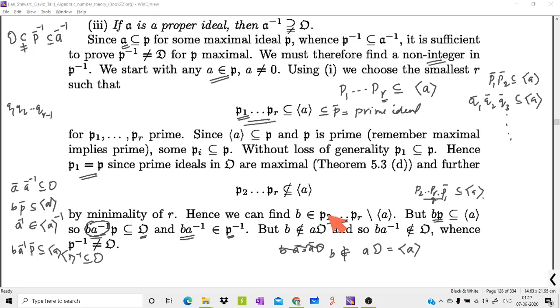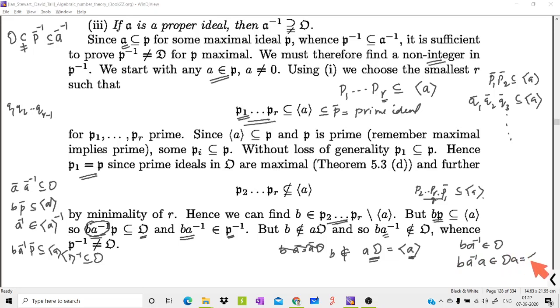Okay, and intersection with this P to PR. So we can say that B is not an element of this member. That means B is not an element of this. So we have B A inverse is not an element of O. Whenever B A inverse, this is an element A, A inverse is an element of O. What happened here? This B A inverse A will be an element of OA.